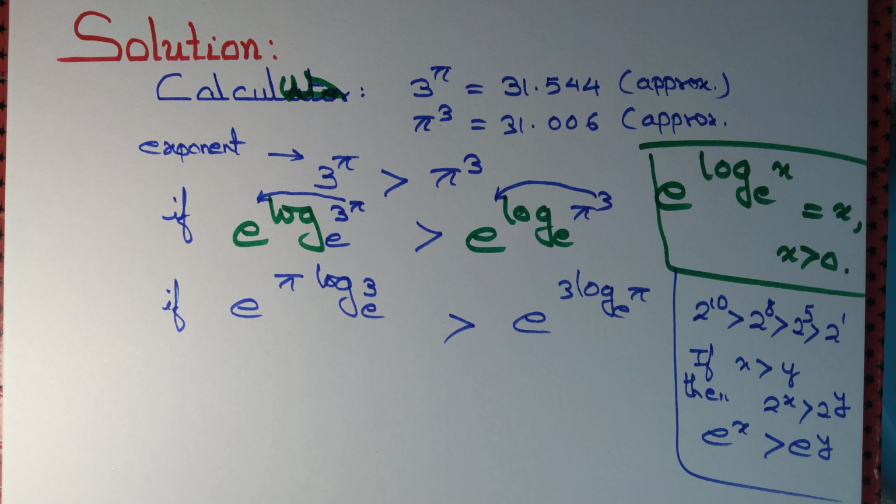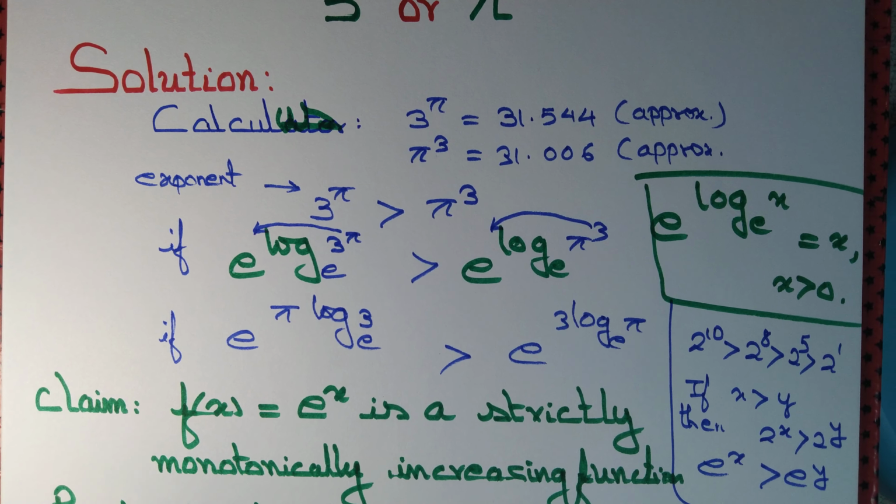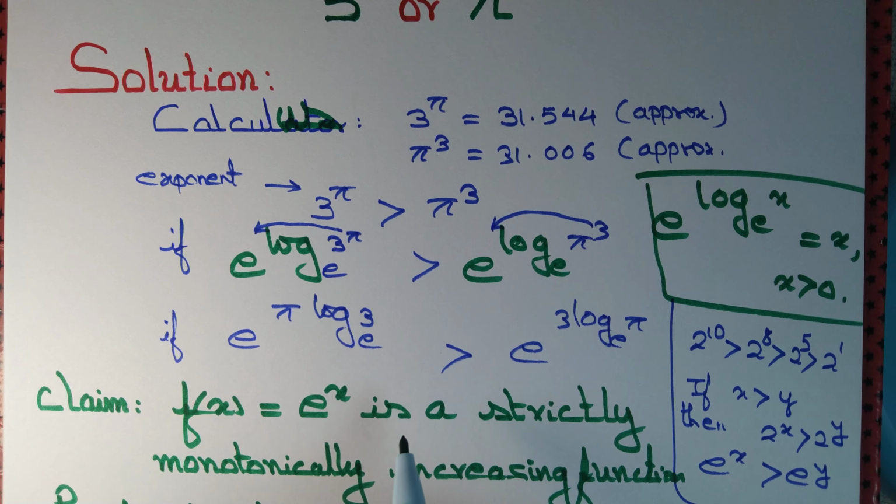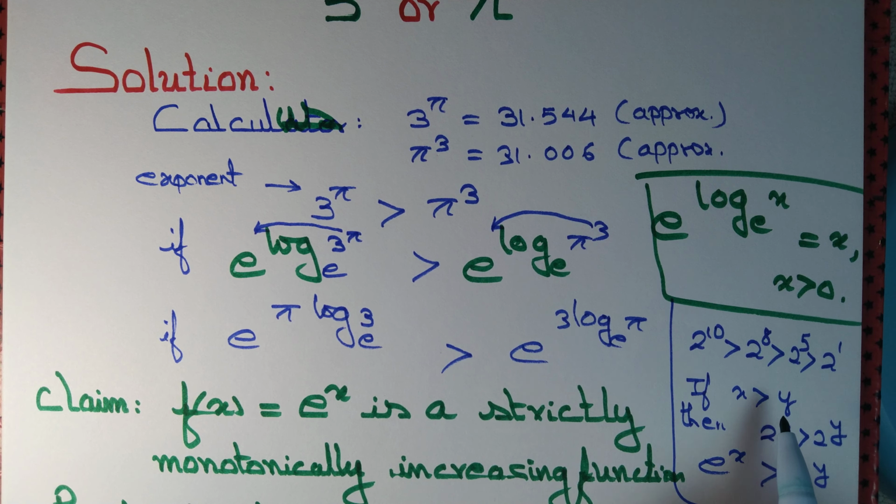As we said earlier, we would like to apply calculus. So let's apply calculus to show that f(x) equal to e to the power x is a strictly monotonically increasing function. In other words, if x is greater than y, then e to the power x is bigger than e to the power y. So, proof of the claim.